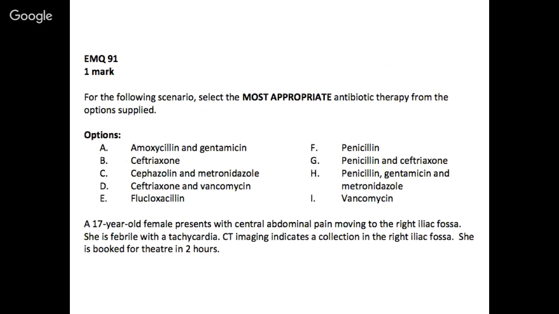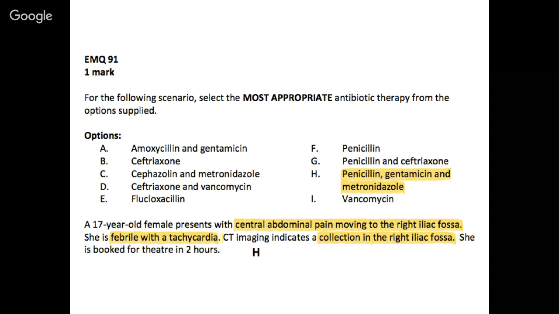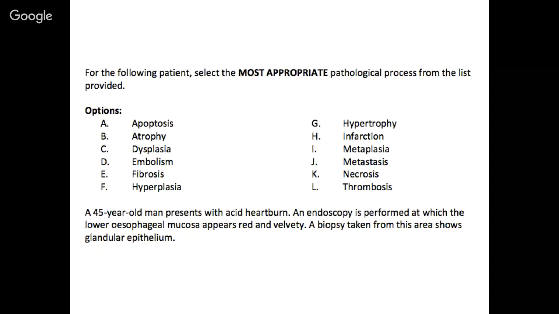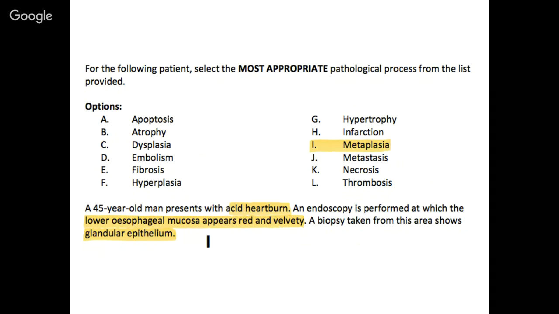You either know this or you don't. So does anyone know what the prophylactic surgical antibiotics are? Pardon? Yep, good. So penicillin, gentamicin, and metronidazole. So it presents with heartburn. Yep, so what process is this? Barrett's esophagus, good. Going from squamous epithelium to glandular epithelium.